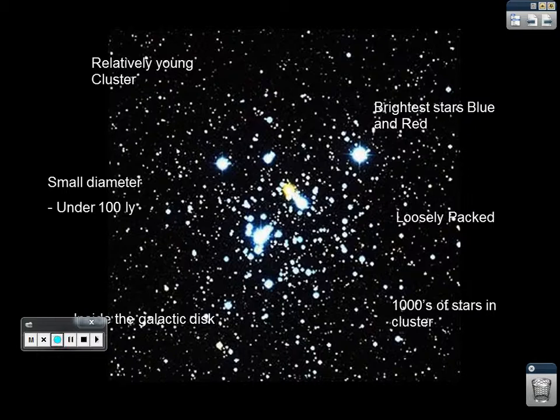They form from gas clouds or nebula within our own galaxy, and therefore the gas cloud is not as large as these globular clusters, so therefore they have a small diameter.